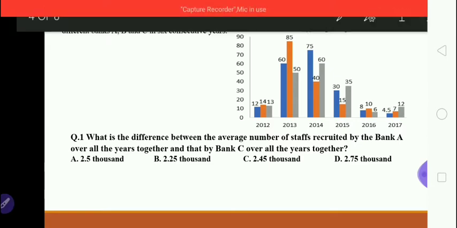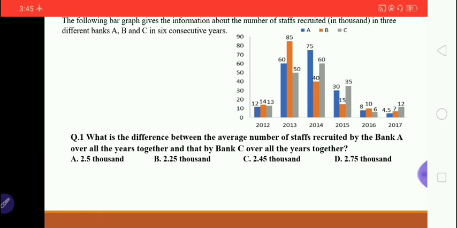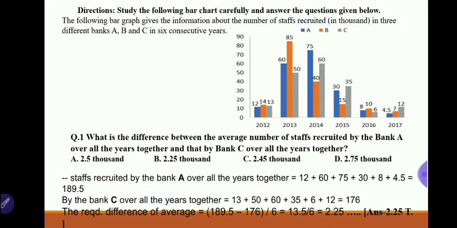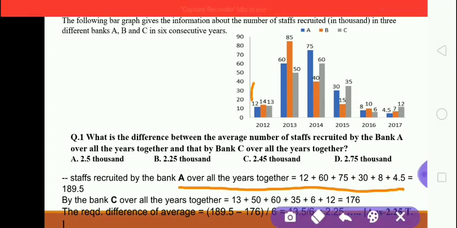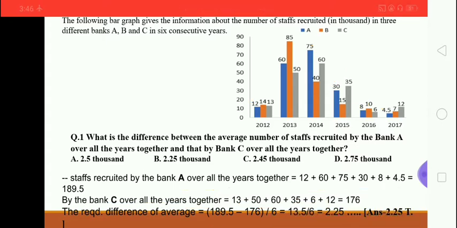The first question is: what is the difference between the average number of staff required by bank A over all the years together and that by bank C over all the years together? So here you have to find the difference between the average numbers of bank A and bank C over all the years. Simply find the addition of employees required by bank A in all the years. That will be the addition of 12, 60, 75, 30, 8 and 4.5. These are the employees required by bank A in all consecutive years. Similarly, for bank C we will add all employees and take the difference between these two. The difference comes to 13.5, and we divide that difference by 6 because the average is nothing but addition divided by 6.